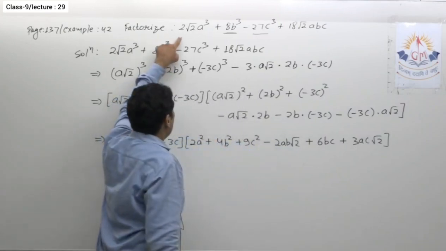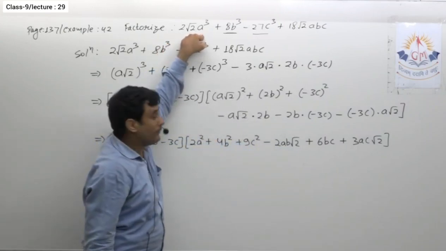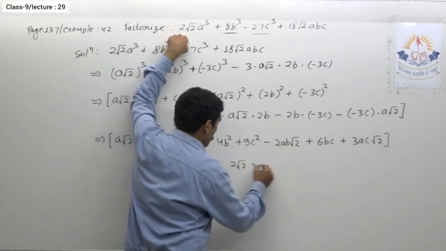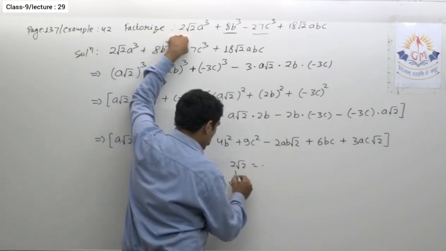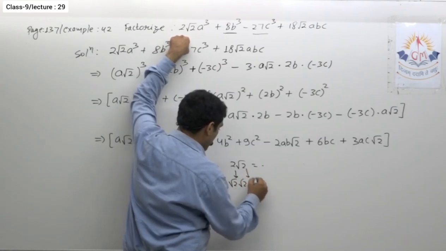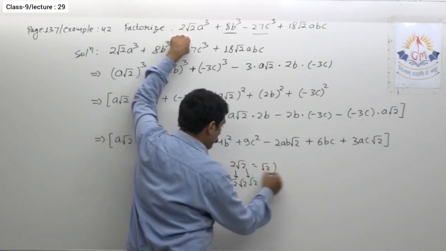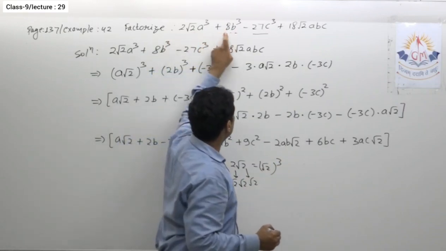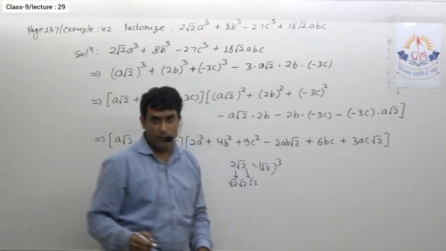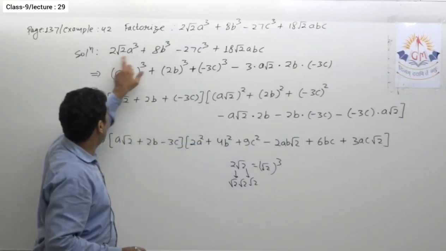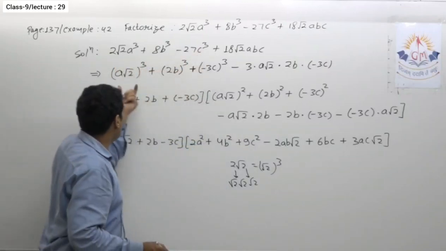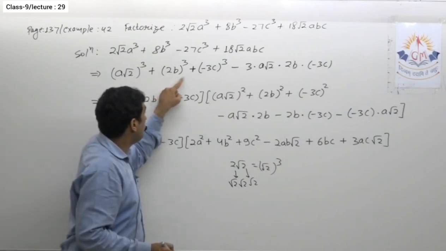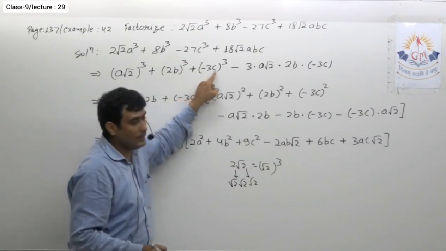And if you observe carefully, a cube is definitely a perfect cube, and 2 root 2, as I told you, this 2 can be written as root 2 into root 2, and this root 2 as it is. That means this can be written as root 2 whole cube. In this way we can say the first three terms of the given expression are perfect cubes: a cube, b cube and c cube. So I wrote it in this form: a root 2 whole cube plus 2b whole cube minus 3c whole cube.